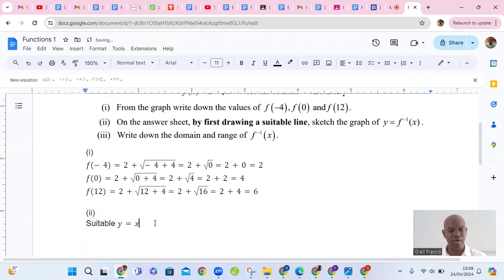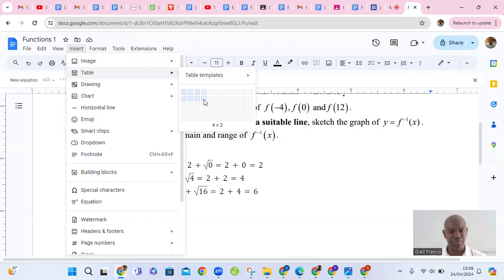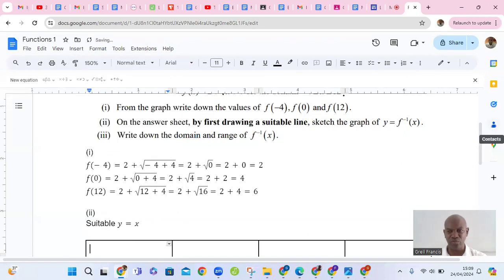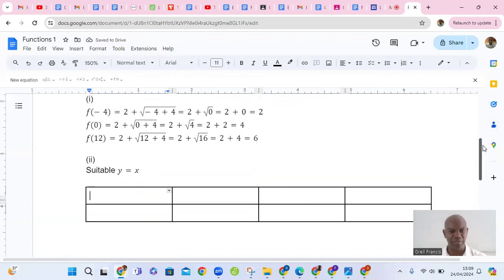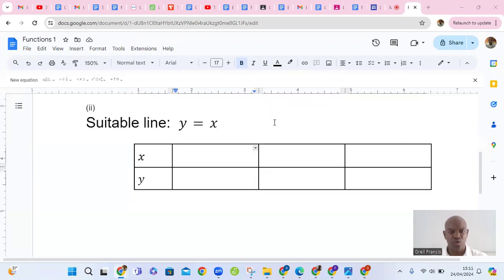Now, to draw the line of y is equal to x, let's just put a couple of values. Let's make a table of ordered pairs for the line y is equal to x. Let's do that rapidly. So now, if you have x and y, the line y is equal to x is a very easy line to draw.